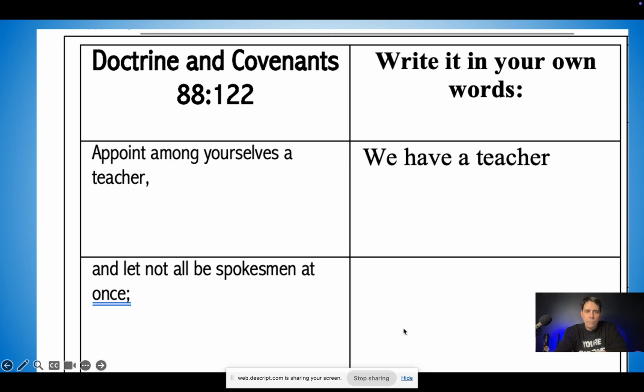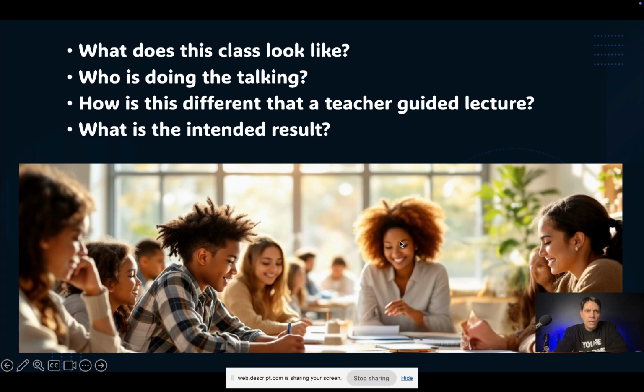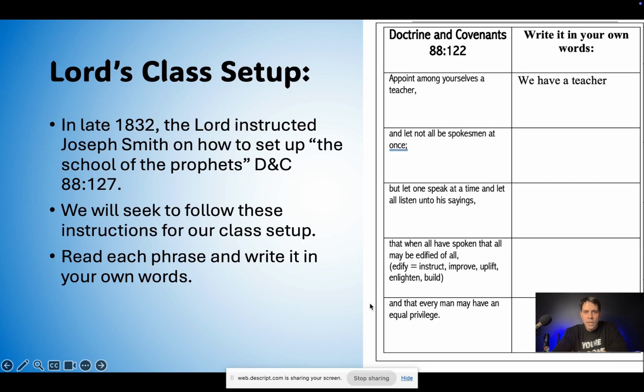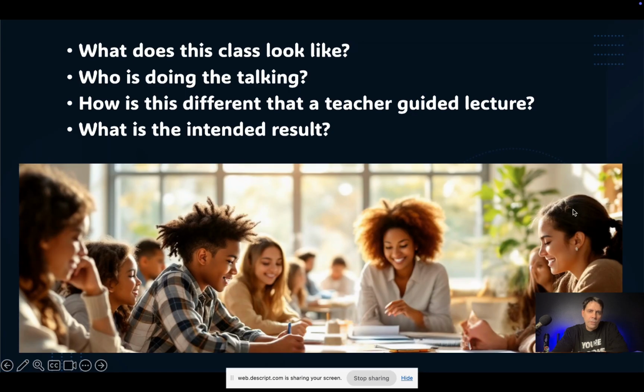I could use this slide to model this and do it on the board. Then we ask: What does this class look like? Who is doing the talking? How is this different from a teacher-guided lecture? What is the intended result? And the intended result right there is that every man has a privilege so that we are all edified. So there are some questions to talk about there.